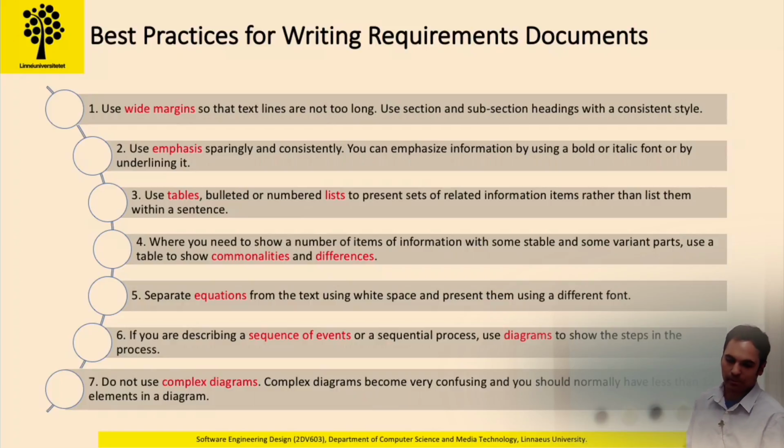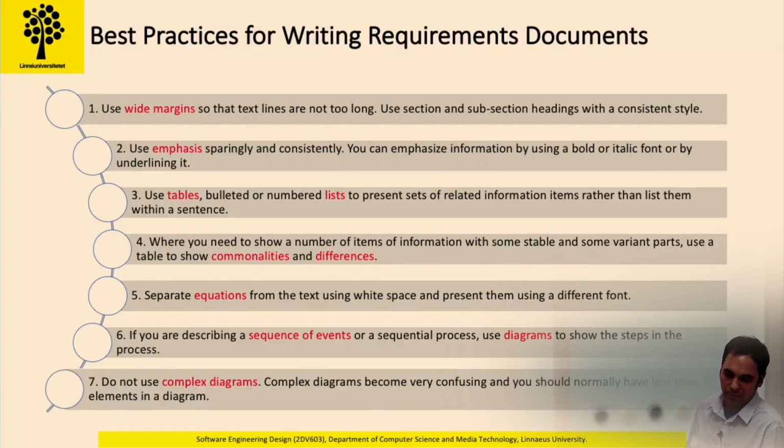Use emphasis sparingly and consistently. If there are any keywords, you should identify those keywords like I did here using the red. You can use bold or italic in your requirements document. Always use tables and bulleted numbers, so it makes the document more readable. It's always easier to read tables than text. And when you need to show a number of items of information in a table, try to use their commonalities and differences, so it will be easier to compare those items, even if they are requirements.